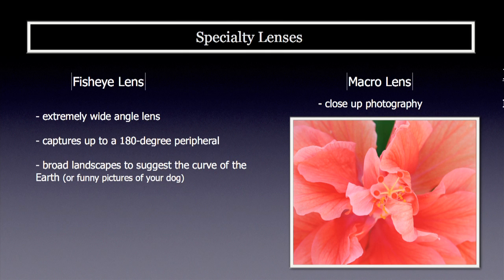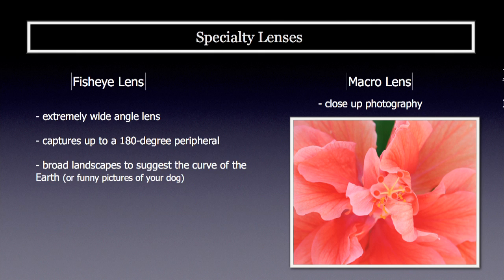Now there are some specialty lenses out there, and a couple of them are the fisheye and the macro lens. The fisheye lens is an extremely wide angle lens. In fact, it was originally developed for use in meteorology to study cloud formations, and it was originally called the whole sky lens. What it does is it lets you capture a 180-degree peripheral shot. It's a really fun lens if you want to capture broad landscapes and also suggest the curve of the earth. They're incredible. It's also incredible if you want to do funny pictures of your dog.